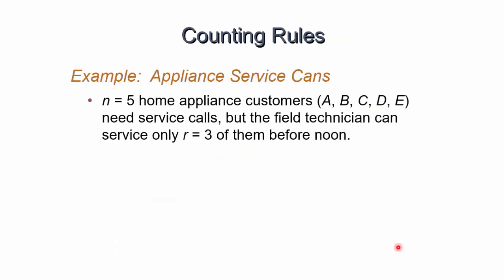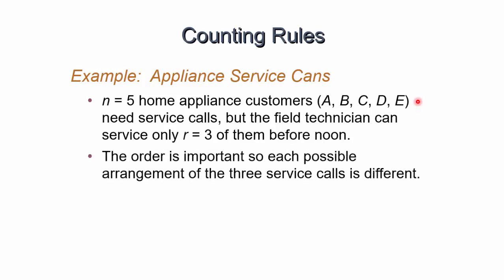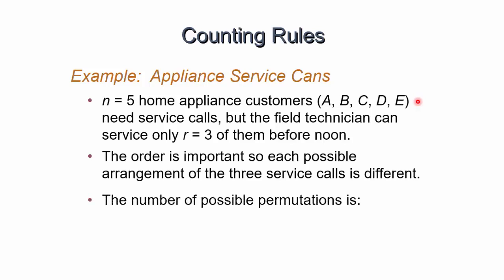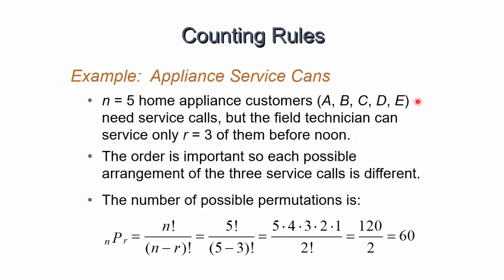Let's look at another example to understand combinations. There are home appliance customers waiting for service. Name them A, B, C, D, E, 5 of them. But the technician can service only 3 of them before the lunch break. Now order is important, so each arrangement of the 3 is different. So the number of possible permutations is 60 different permutations, 5 factorial by 5 minus 3 factorial.